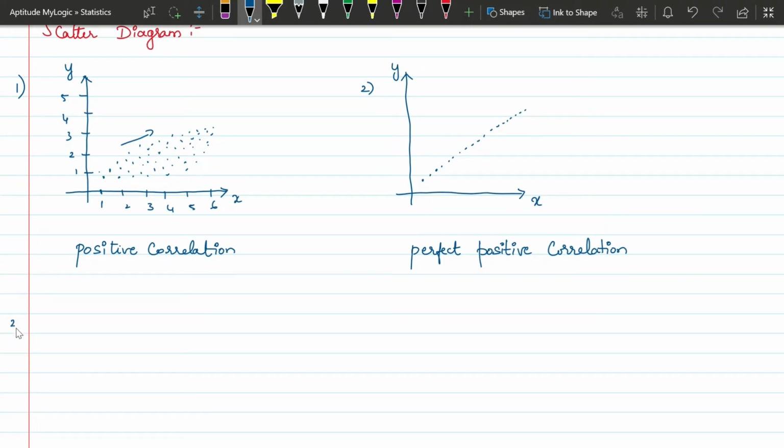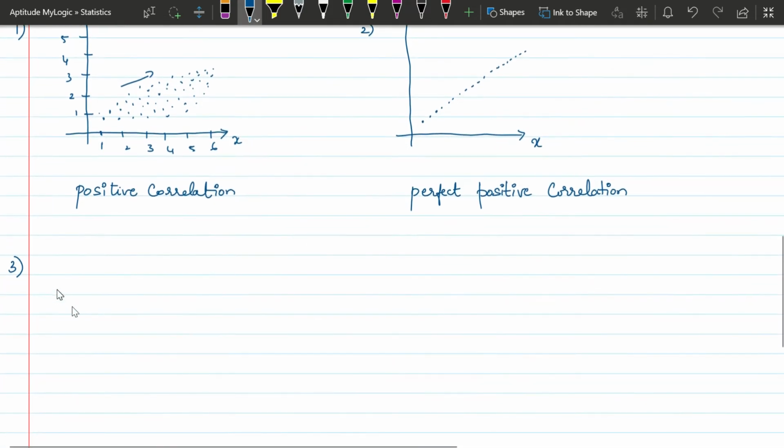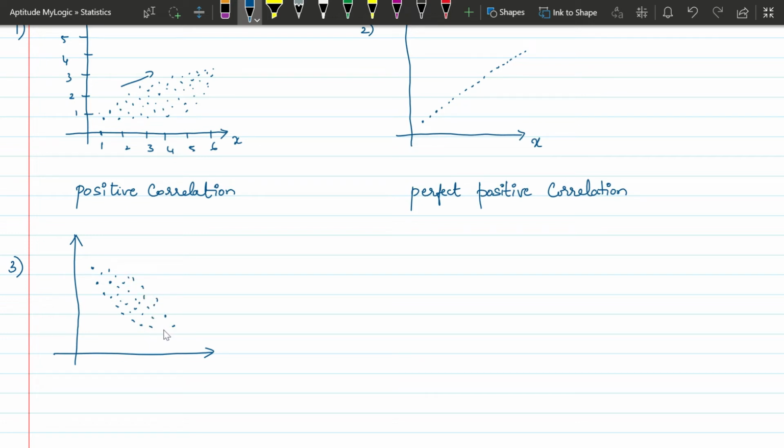And then for negative correlation, the diagram is going to look like this. When x is less, the y value will be more, and as the x values keep increasing, the y value is decreasing. So basically the values will be moving downwards like this. So this is called negative correlation, and if it forms a perfect straight line, we call it perfect negative correlation. If the points form a perfect straight line like this, then we say that it is a perfect negative correlation.